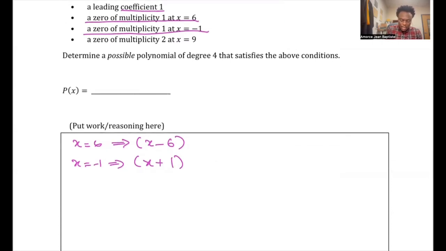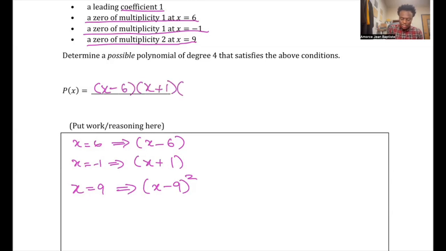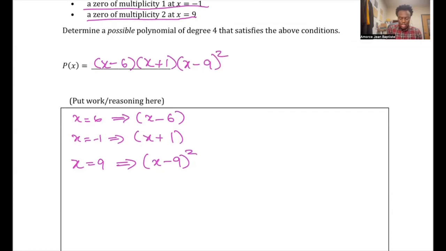And then there is another 0 of multiplicity 2, x equals 9. So you're going to have a factor x minus 9, multiplicity 2, so it's squared. Since the leading coefficient is 1, you're going to have p of x that is x minus 6 times x plus 1 times x minus 9 to the power 2. So that's p of x.